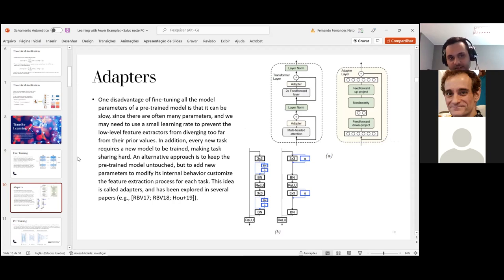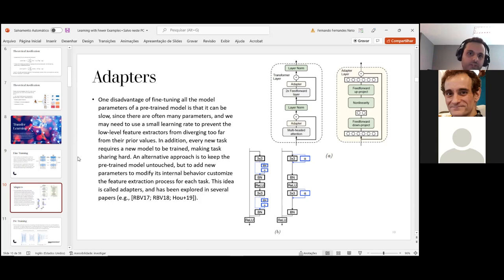So basically, as I said before in the previous slide, we can think of adapters as a more complex surgery, and the adapters arise in order to fix one of the disadvantages of fine-tuning all the model parameters of a pre-trained model. That is, it can be very slow, since there are often many parameters, and we may need to use a small learning rate to prevent the low level feature structures from diverging too far from their prior values.